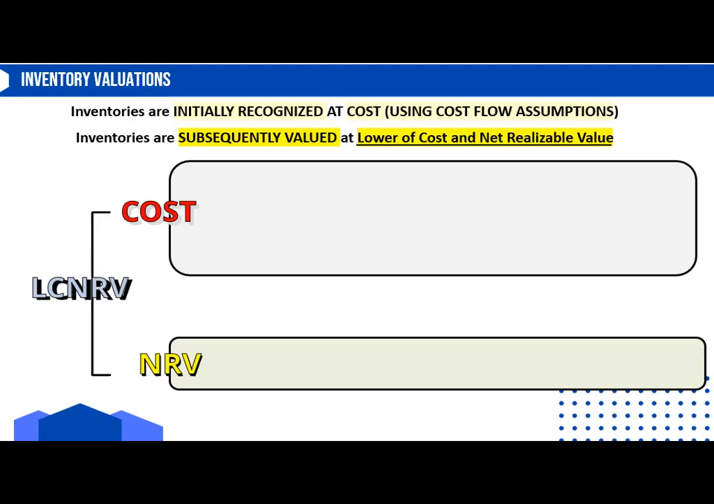Pero sometimes nagkakaroon na hindi yung value ng inventory, nagdeteriorate. So nagiging siyang at net realizable value. Ang idea lang in inventory valuation. So this is subsequent period. I will just simplify everything. So initial, subsequent.